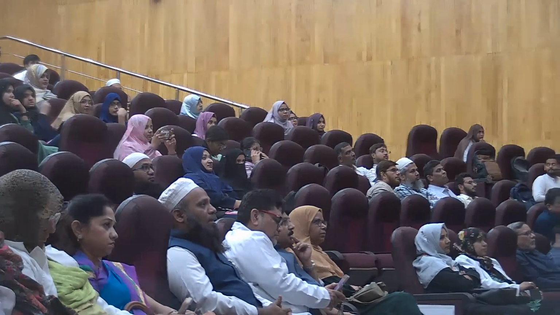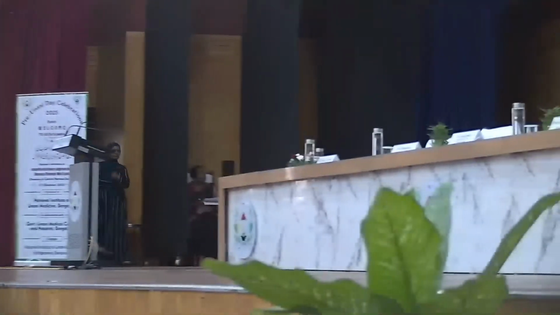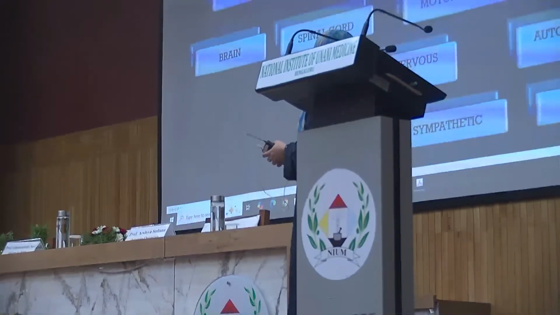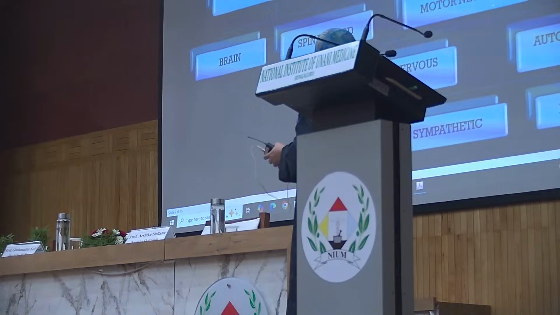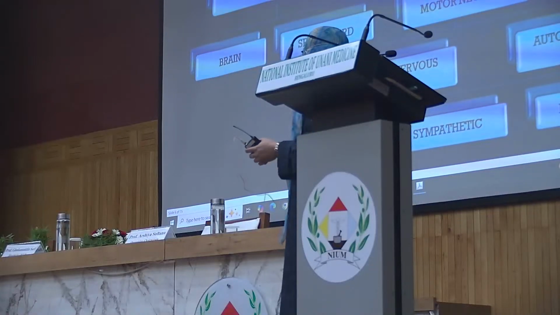When we classify the nervous system, we see that it can be divided into central nervous system and peripheral nervous system. The central nervous system includes the brain and spinal cord, whereas the peripheral system includes motor and sensory neurons. Motor neurons are again somatic and autonomic, sympathetic and parasympathetic. So it's just a revision for the students.